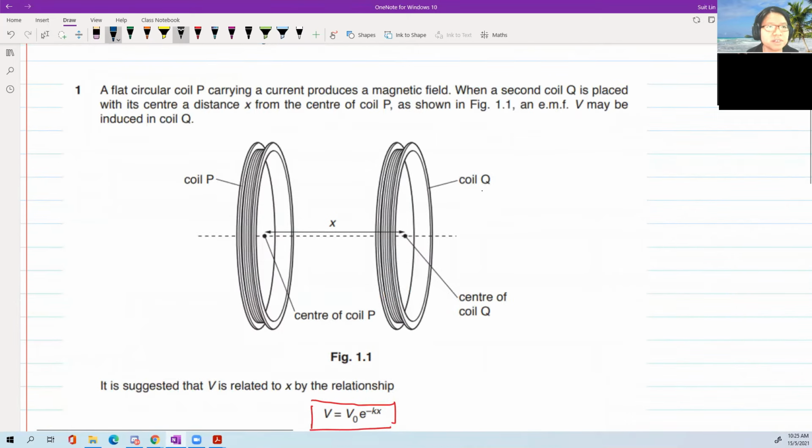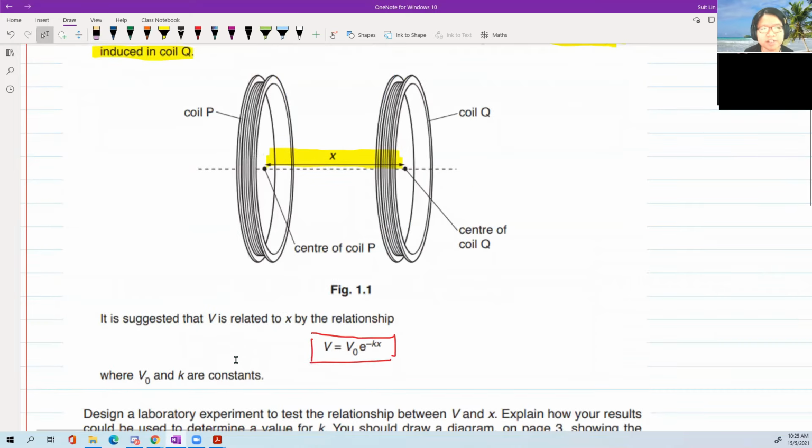You can very easily tell that we are going to have to measure x already. But we read the question first. A flat circular coil P carrying a current produces a magnetic field. When a second coil Q is placed with its center at a distance x from coil P, an EMF is induced. So we could induce an EMF in coil Q. It is suggested that V is related to x by the relationship V = V0 e^(-kx), where V0 and k are constants.